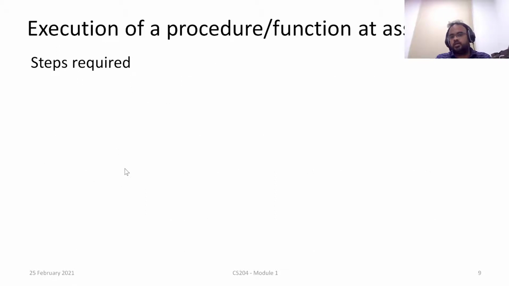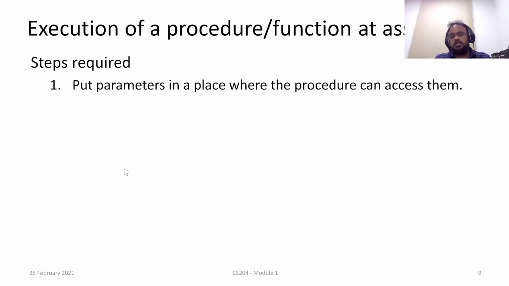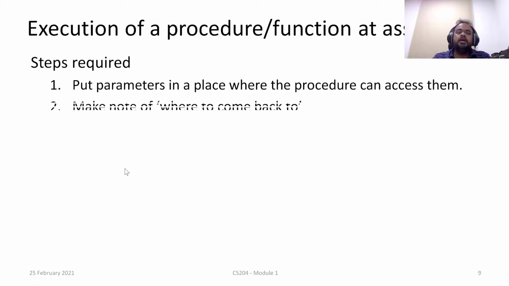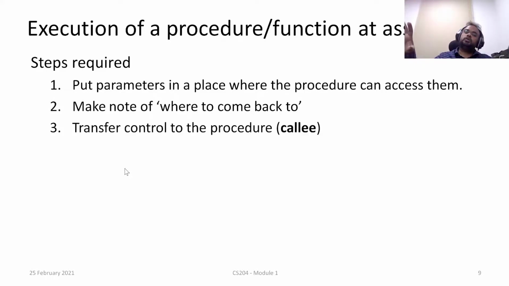So what are the steps required? Let's go a little deeper. The very first thing is to imagine a place where we put all the parameters that we expect the function to use, right? And we also need to make a note of where the control needs to come back once the function is executed. After that, we transfer the control to the function. That function, you can call it the callee.